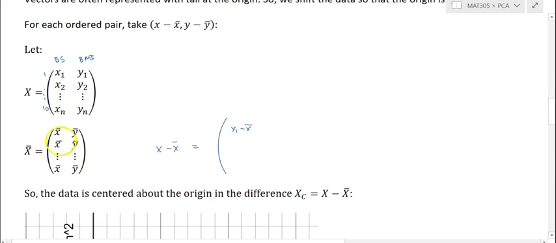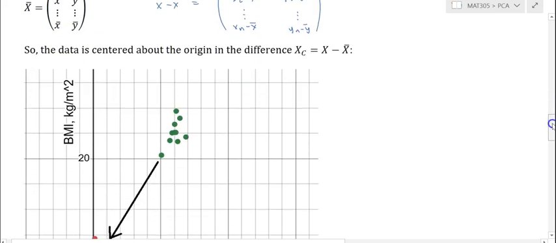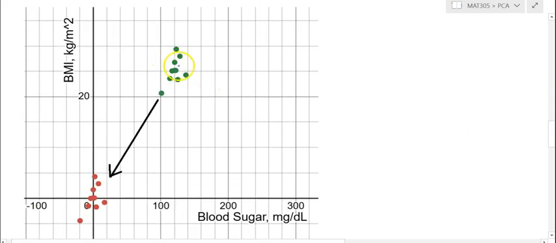And then it's going to subtract x2 minus x bar, and so on until you get down to xn minus x bar. And similarly for the y values, it'll do y1 minus y bar and y2 minus y bar all the way down to yn minus y bar. And so what that does geometrically is it takes your data and shifts the whole cluster down to the origin.